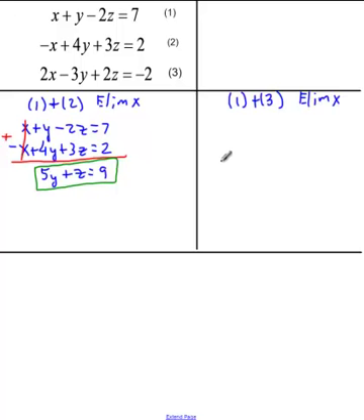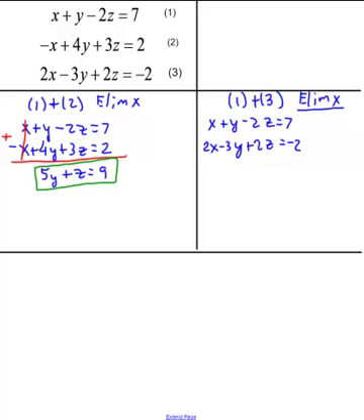So I'm going to copy down the first equation, which is x plus y minus 2z equals 7, and the third one, which is 2x minus 3y plus 2z equals negative 2. And I would like you to notice that it's very, very tempting to just start adding right now and eliminate variable z, because negative 2z plus 2z will give me 0. But I must eliminate variable x.